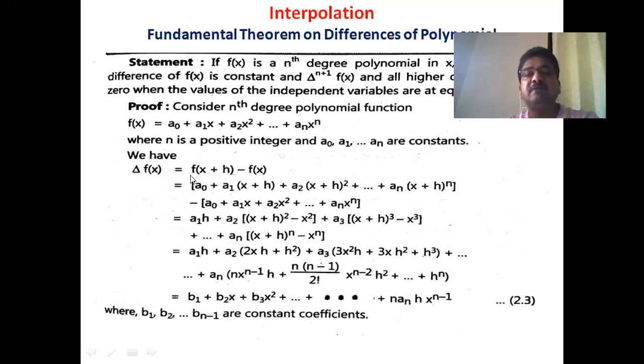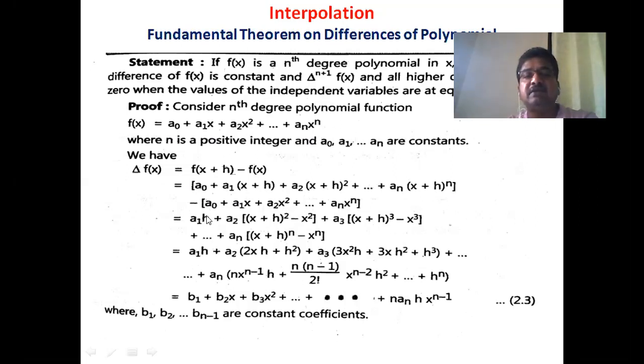And what is f(x+h)? This is f(x), so f(x+h) is obtained by replacing x by x+h in this. So this is f(x+h): a0 + a1(x+h) + a2(x+h)² + ... + an(x+h)^n. This is f(x+h). Minus f(x) means this is as it is in the second bracket, because there is a negative sign. So right bracket. Then what is the simplification?